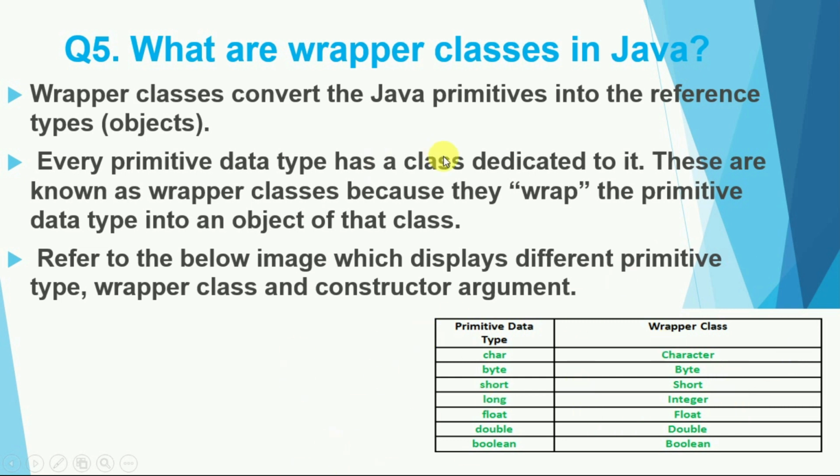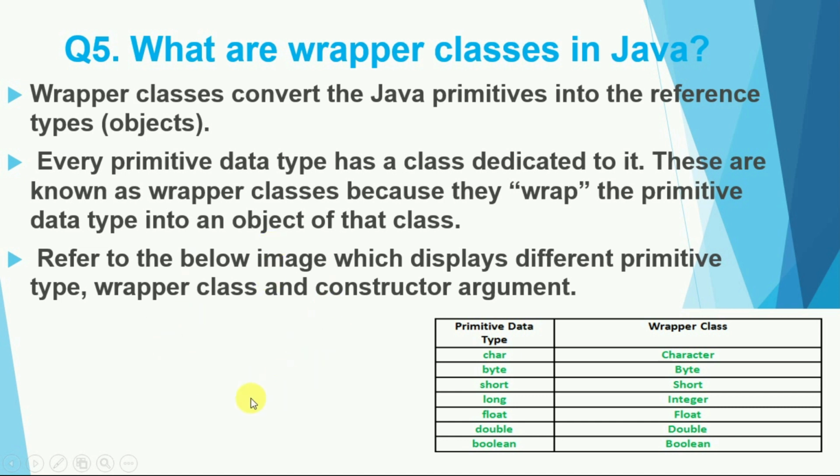So what is the actual purpose of a wrapper class? We have primitive data types, each of which has a class dedicated to it. These are known as wrapper classes, because they wrap the primitive data type into an object of that class. Refer to the image below, where we can see the different primitive data types and the different wrapper classes corresponding to them. We will discuss the actual use of wrapper classes later, but you should know what a wrapper class is.